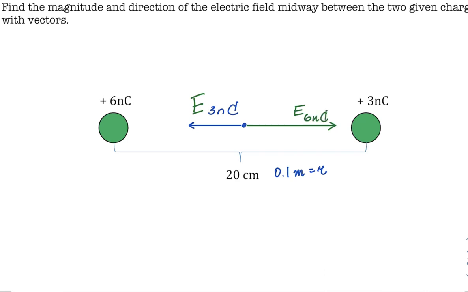So then ultimately, you're welcome to find them separately, each one. You would do 8.99 10 to the 9th times this, and then just up here you would put 6 nanocoulombs and 3 nanocoulombs. Once you figure those out, you can subtract. That is one way. I'm just going to simplify this way more to save the time. Because they're both nanocoulombs, I put 10 to the negative 9th right here.